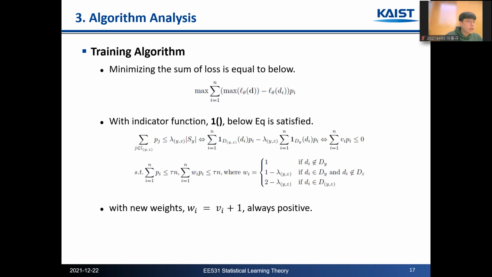Minimizing the sum of L zeta is equal to the first equation, where D is the set of Di. The second and third equations are satisfied, where Dyz is the subset for the yz class, and the one function is an indicator function with new weights wi equal to vi plus 1, always positive. A greedy approach is used by sorting all the samples in descending order according to the first equation and selecting the samples that do not violate any of the constraints in the third equation.